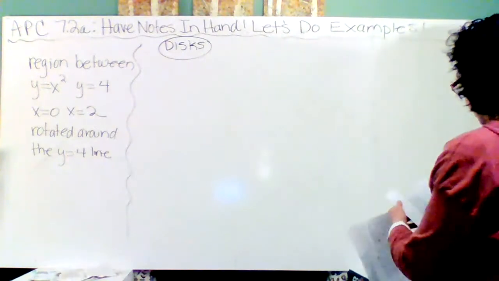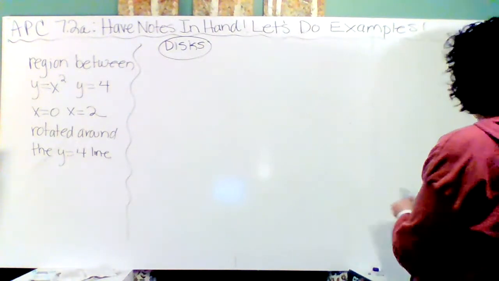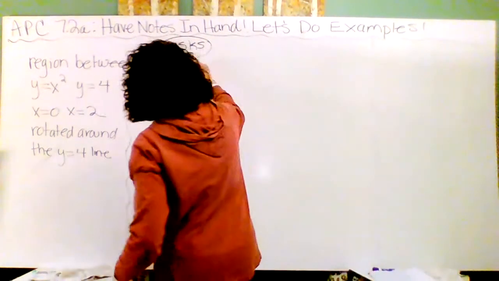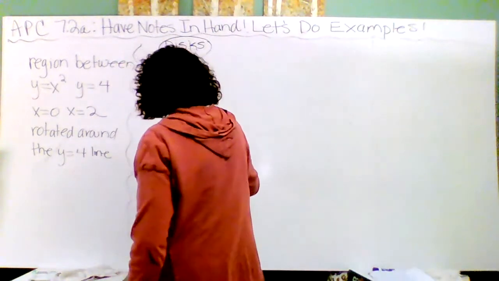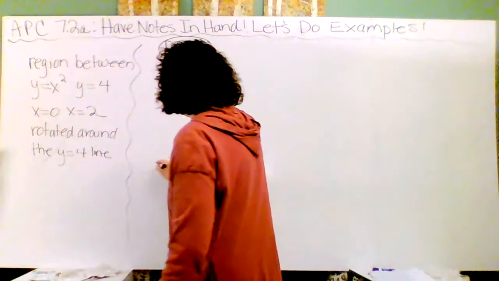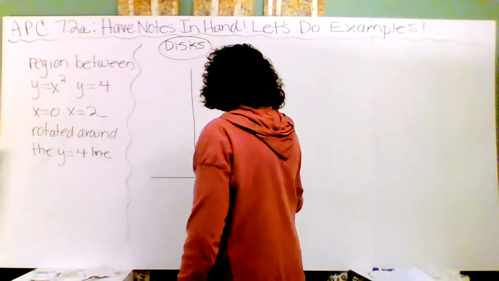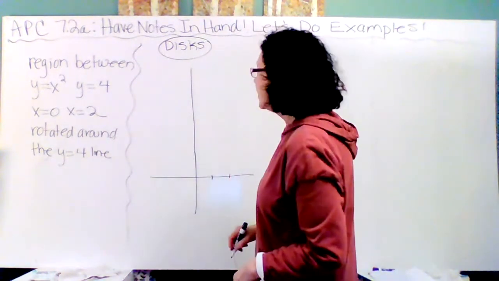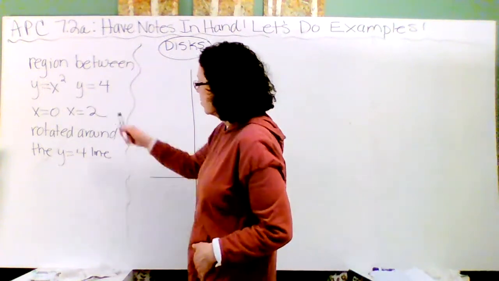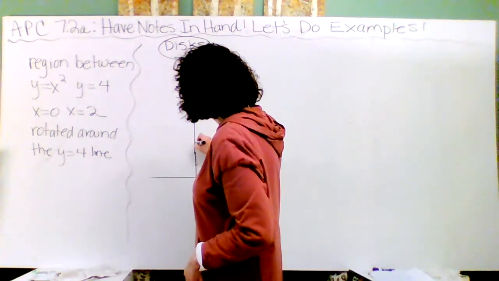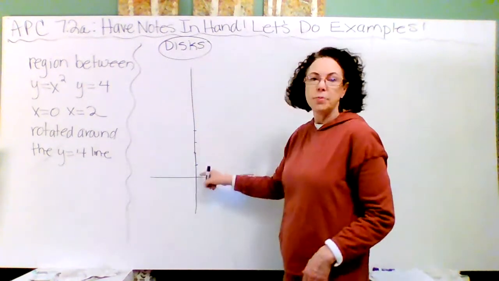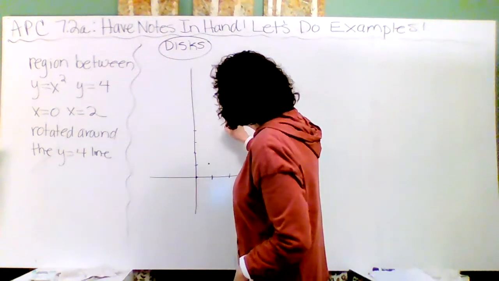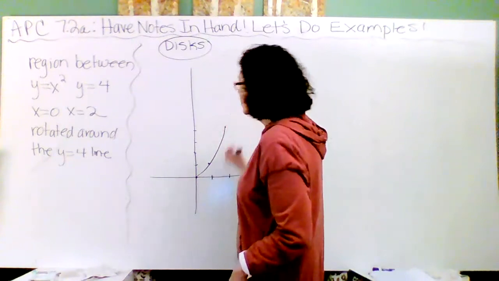So let's first start drawing our region. Here we go. We're going to be over the y equals 4 line, so that's going to be kind of up here. My x's are between 0 and 2, so 0, 1, and 2. And notice when I draw y equals x squared, 1, 2, 3, 4, it will go up to y equals 4. So let's draw that. Here's 0, 0, 1, 1, 2, 4. Here's y equals x squared.